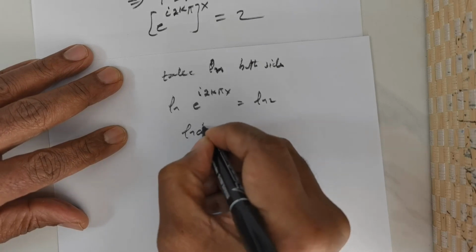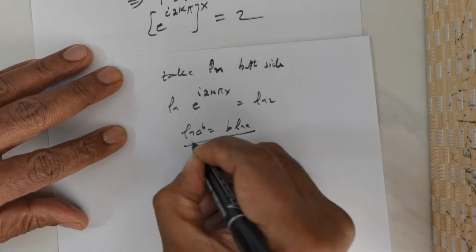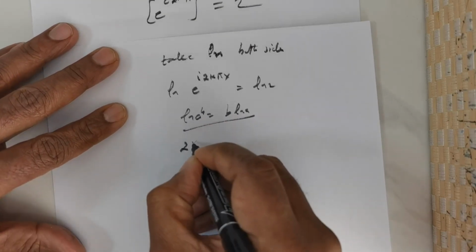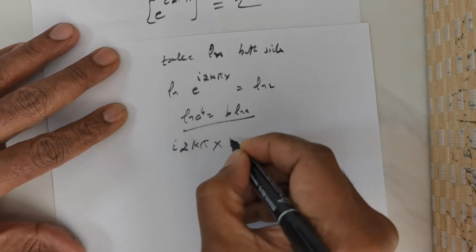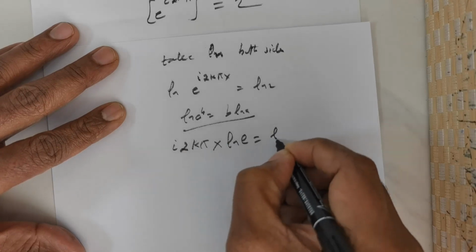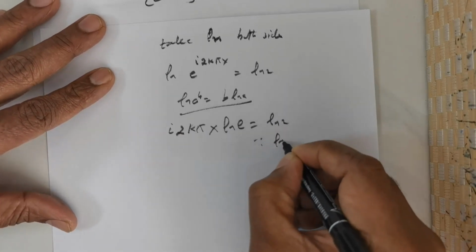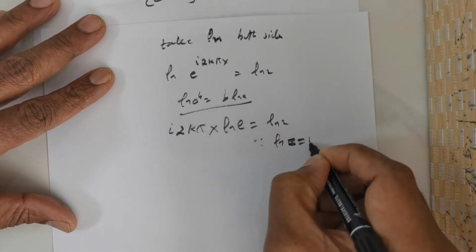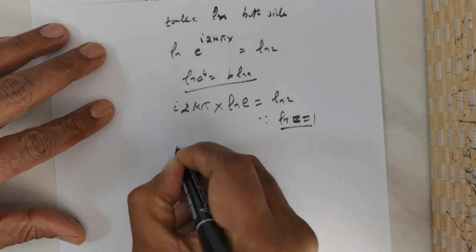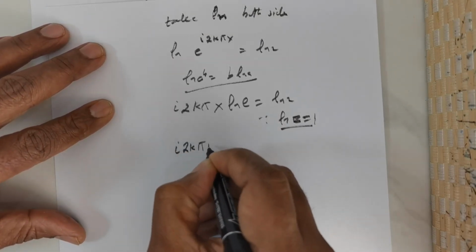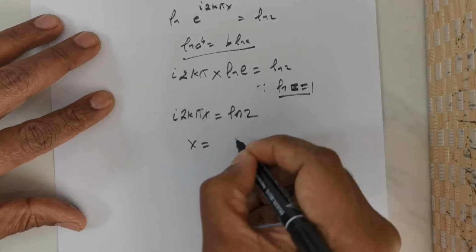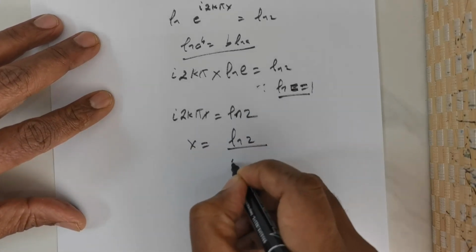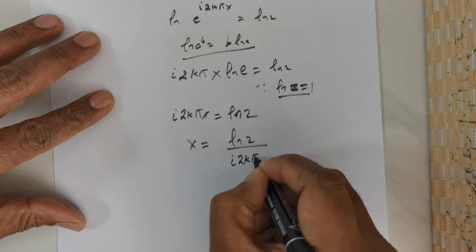Now ln of a raised to the power of b is going to be b times ln a. So this is going to be 2 times i times k times pi times x times ln e is equal to ln 2. But ln e is equal to 1. So that would mean you have i times 2 times k times pi times x is equal to ln 2. I need x, so x is equal to ln 2 divided by i times 2 times k times pi.